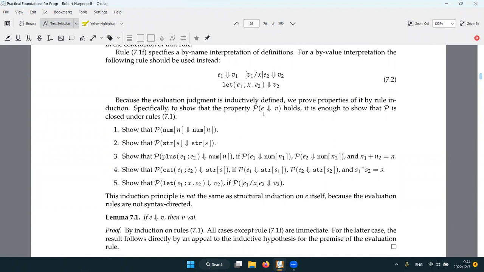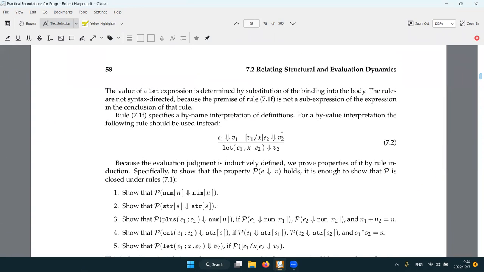I thought it was interesting that he seems to prefer by-name, because I thought earlier in the structural dynamics, by-value was the first one that he introduced. Yeah, I don't think he prefers anything. He just wants to show there are two different semantics for let. I guess by prefer, I just meant he used by-name in the proof example or something. Yeah, I guess the motivation is just to show there are two different semantics.